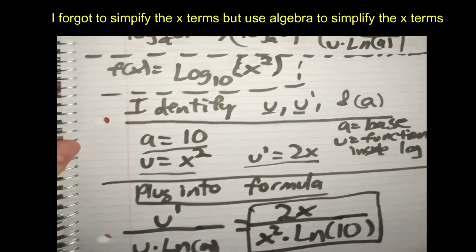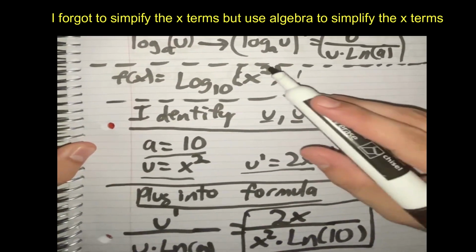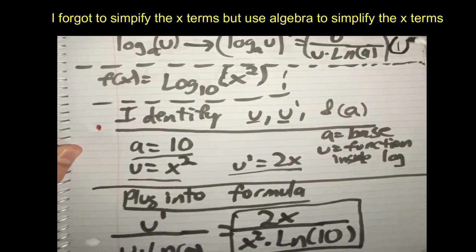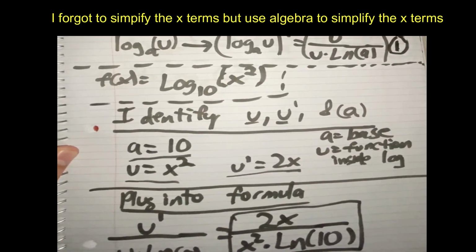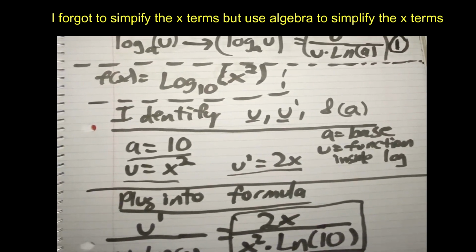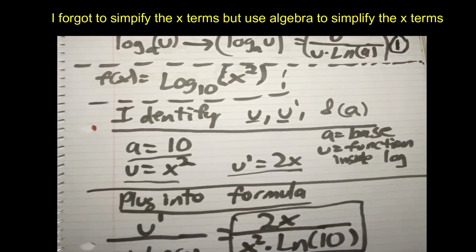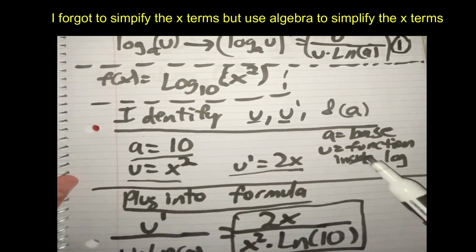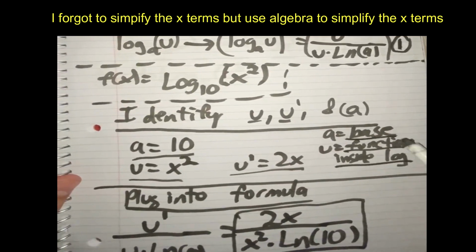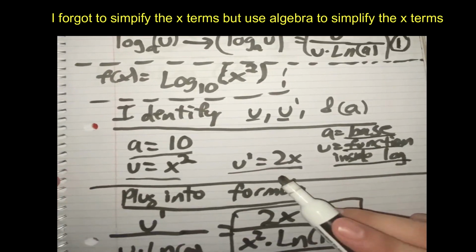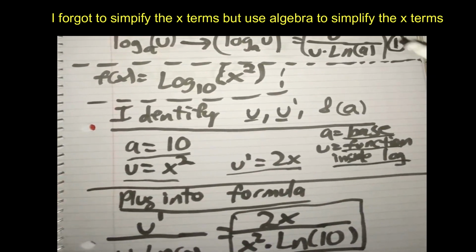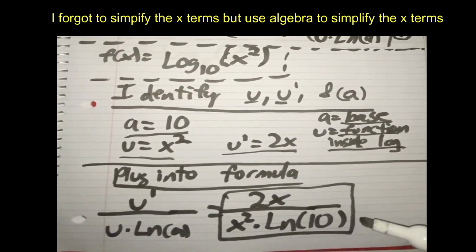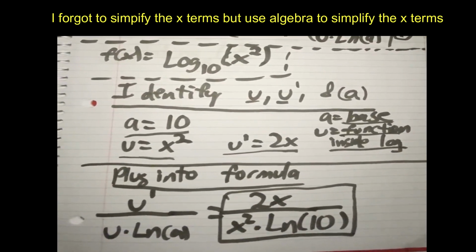So step 1, if you see a logarithmic function, know that this is the formula, and be able to identify the formula. Step 2, identify the variables that you're going to use in your differentiation. So identify your a as your base, your u as your function inside the log, and your u prime as the derivative of u, because later on in step 3, you're literally just going to plug them into the formula. And that's how you take log-based derivatives.